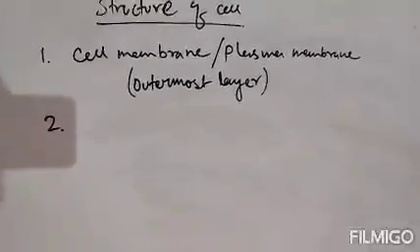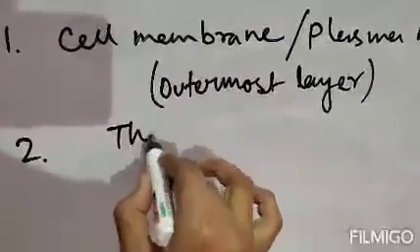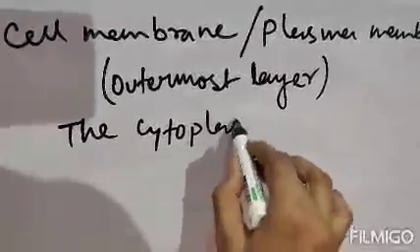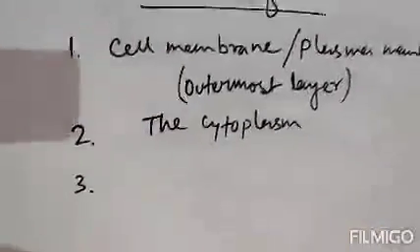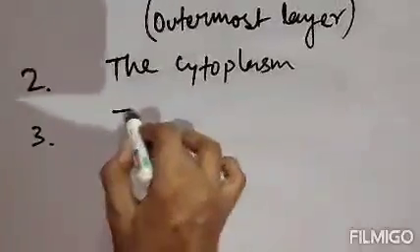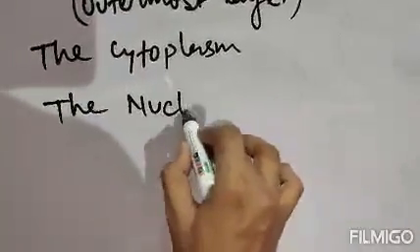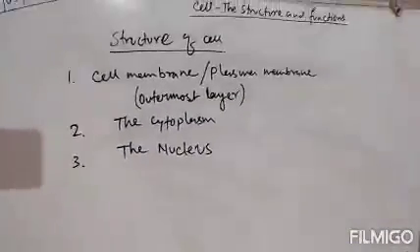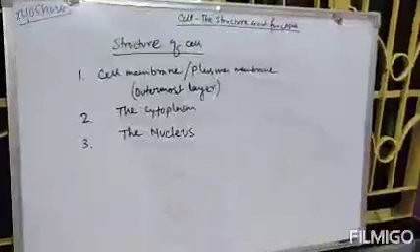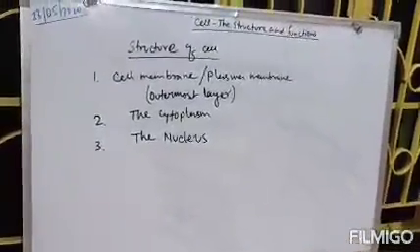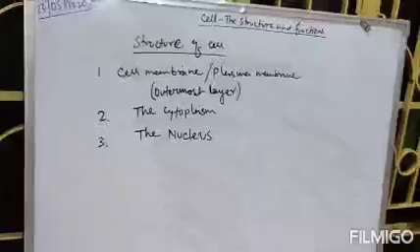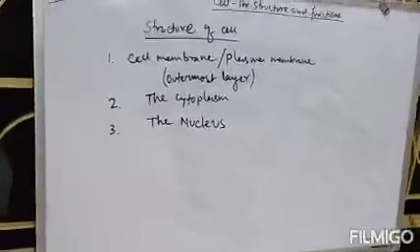Number two is the cytoplasm, and number three is the nucleus. So these are the three main parts of a cell. Number one is your cell membrane or plasma membrane, the outermost layer of a cell. Second is the cytoplasm, and third is your nucleus. Clear? Now there are two types of cell: the animal cell and the plant cell.